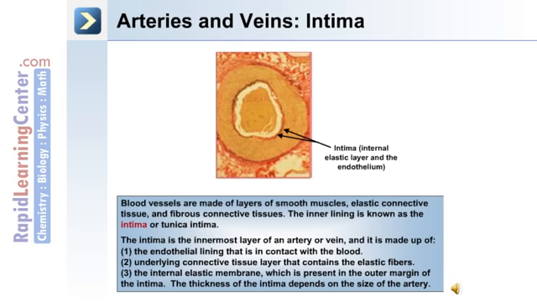Number 1, the endothelial lining that's in contact with the blood itself. Number 2, underlying connective tissue layer that contains the elastic fibers. And number 3, the internal elastic membrane. This is present in the outer margin of the intima. The thickness of the intima depends on the size of the artery.